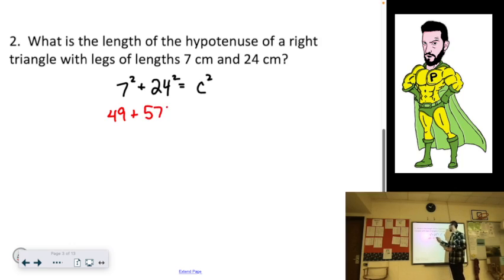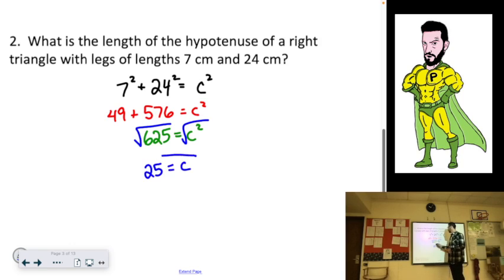$576. Now we can add those together. Plus 49, 625. 625 equals c squared. It's always going to be our last step when we're finding the side. We're going to square root it. Square root of 625. Oops. 25.